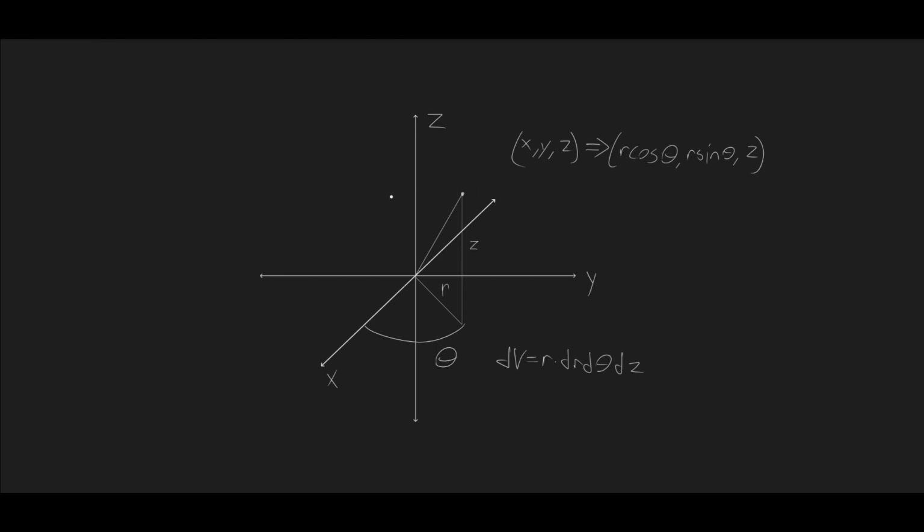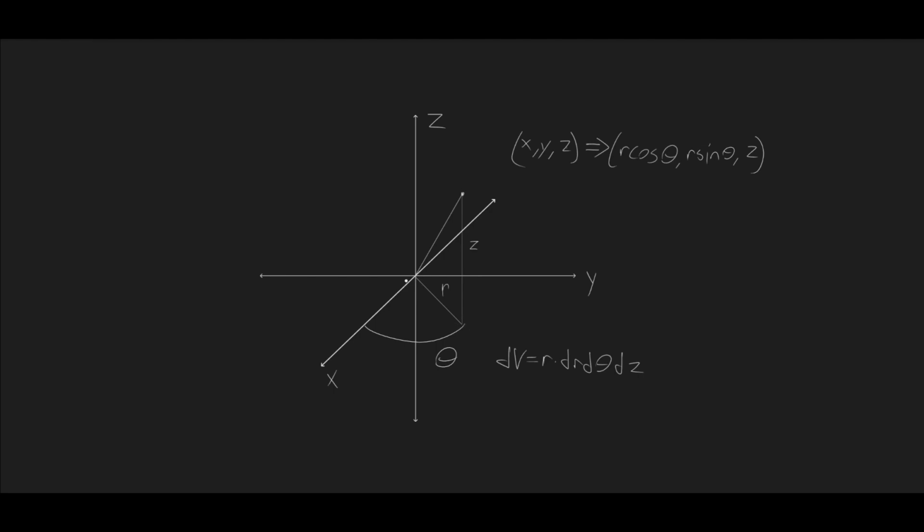So what are cylindrical coordinates? Well, they're very similar to polar coordinates, except they're in 3D. So instead of having x, y, and z, you now have r cosine of theta, r sine of theta, and z. Where r is the distance from the origin on the xy plane, theta is the angle from the x-axis, and z stays the same. Z is the height.